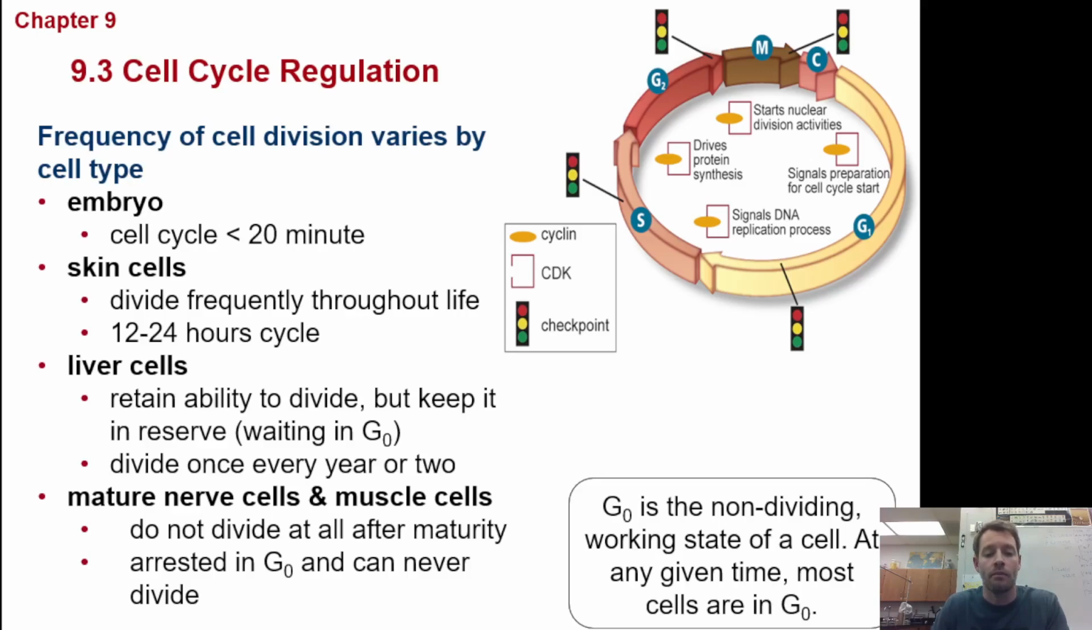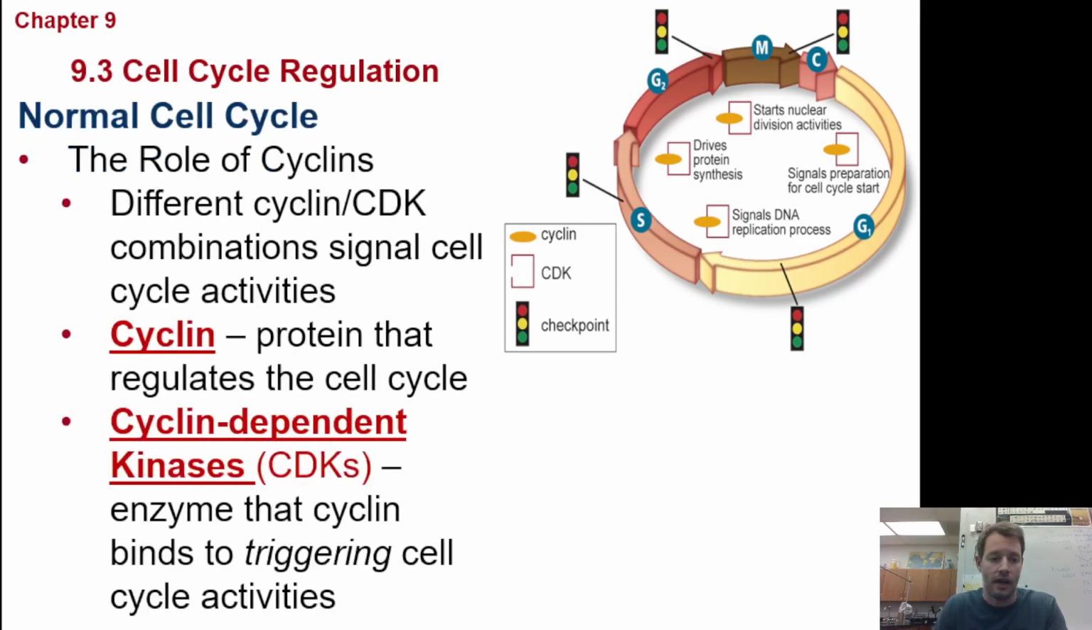And then when they are not dividing, they stay in a G0 state. The G0 state is the non-dividing working state of a cell. At any given time, most cells are in G0. And then there's some cells that are permanently in G0. These include mature nerve cells and muscle cells. These are cells that once they're mature, they'll never divide.